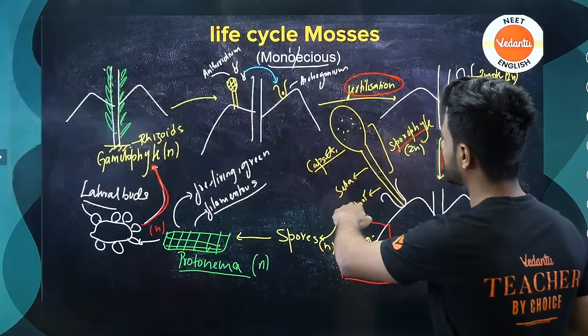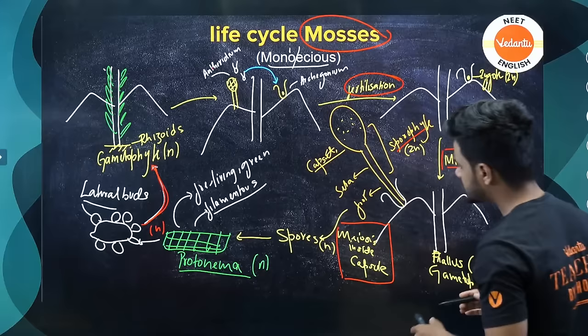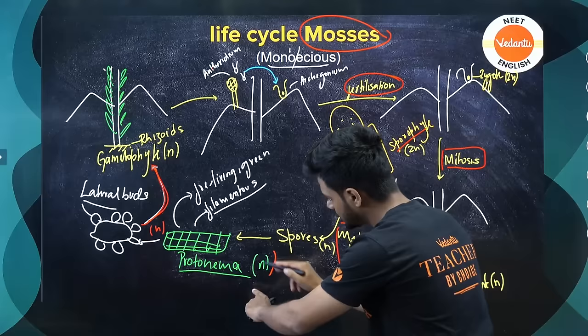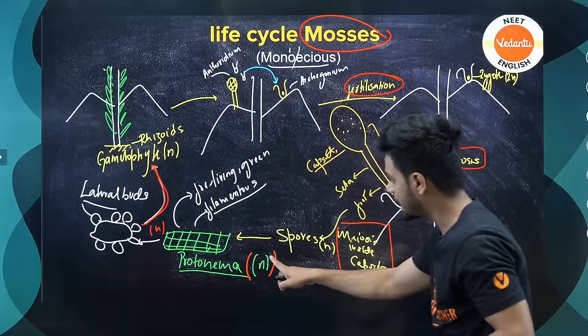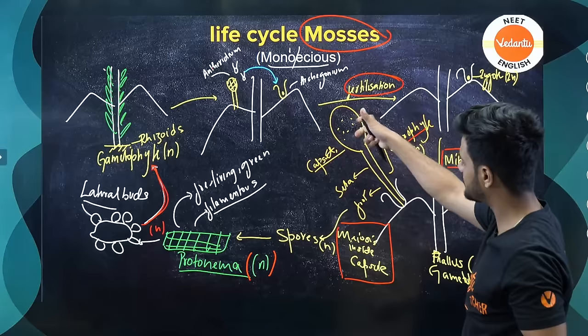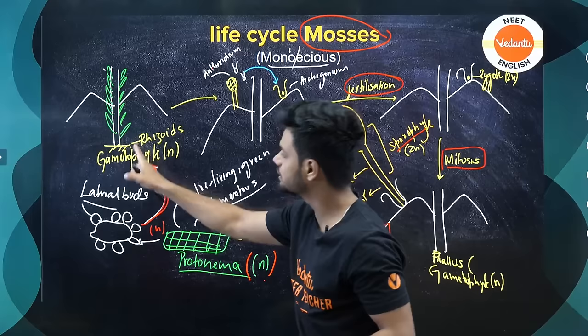If you remember the life cycle in the moss, did we discuss your protonema stage? The protonema stage is said to be haploid, developing from the spores. Spores are from your capsule. From the capsule, meiosis is happening. Spores, protonema, haploid. This protonema develops your lateral buds, which develop into your gametophyte.